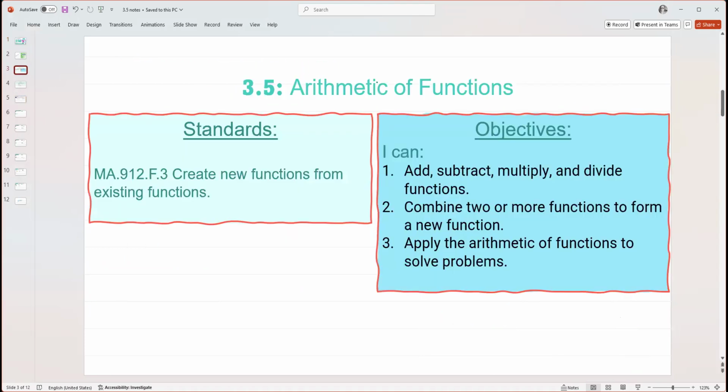So we are going over arithmetic of functions today. We are going to add, subtract, multiply, and divide functions, combine 2 or more functions to form a new function, and apply the arithmetic of functions to solve problems.